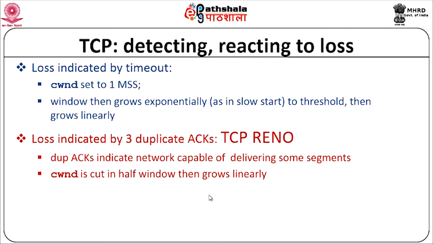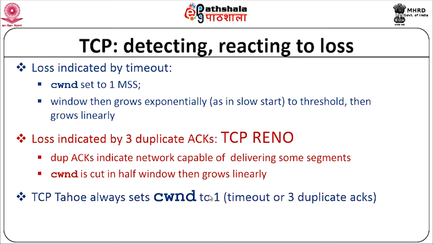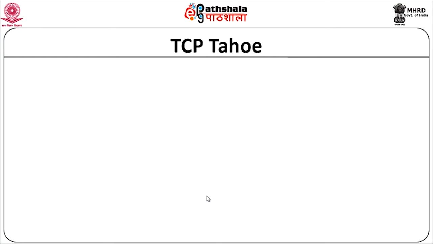Let us look at how these 2 protocols differ. There is one basic point to remember: TCP Tahoe will always set the congestion window to 1, whether it is a timeout or the case of 3 duplicate acks being received, whereas TCP Reno will not do the same thing.